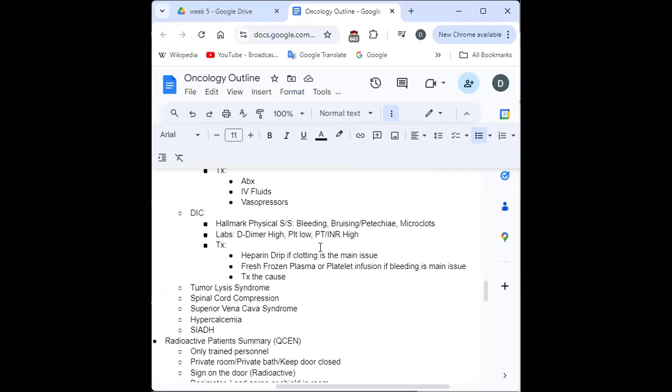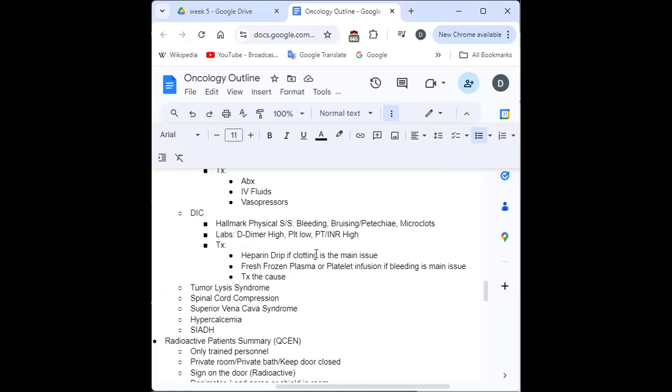I remember I saw a DIC question on some of these, and one of the things was, oh, you give heparin. That's kind of interesting. I think the question was, what's the controversial treatment for DIC? So your heparin, even though they're bleeding, the heparin drip can help with the microclots. So that seems to be the main issue.